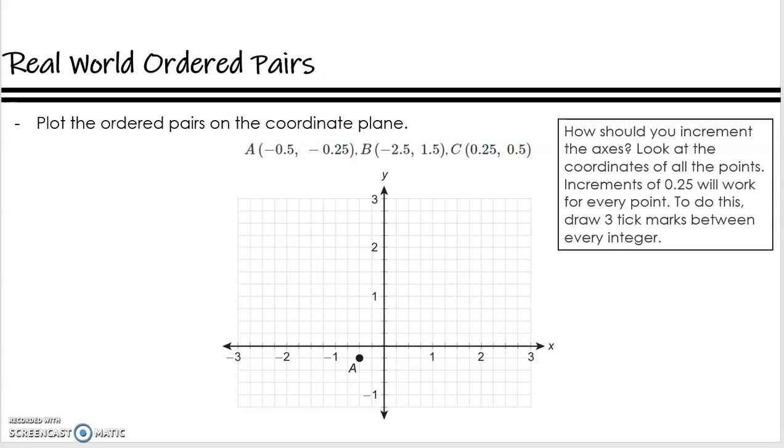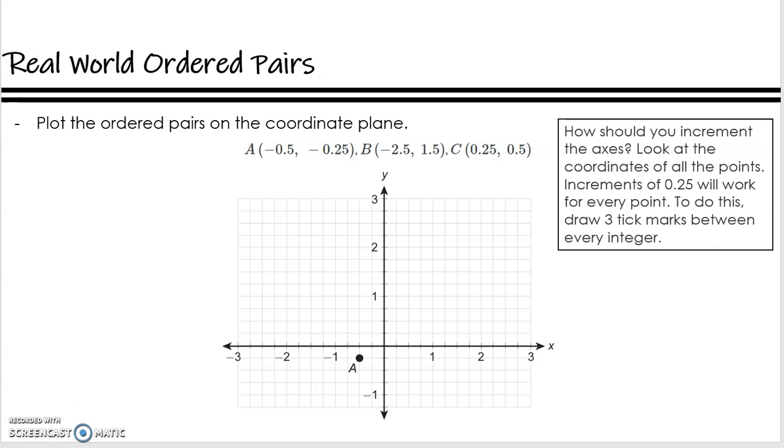So let's plot these ordered pairs A, B, and C. Looking at your axes, they do label the positive and negative integers. Between them, 1, 2, 3, there are 3 tick marks between 4 sections. So they're in increments of 0.25. Okay, so A is negative 0.5. You can see A here. And then down 0.25. So they did A for us.